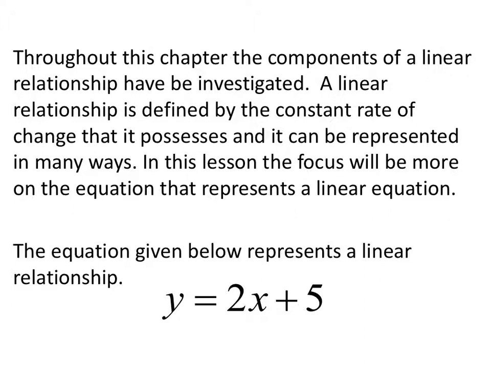Throughout this chapter, the components of a linear relationship have been investigated. A linear relationship is defined by the constant rate of change, which is why it's a straight line, that it possesses, and it can be represented in many ways. In this lesson, the focus will be more on the equation that represents a linear equation. For example, the equation given below represents a linear relationship, y equals 2x plus 5.